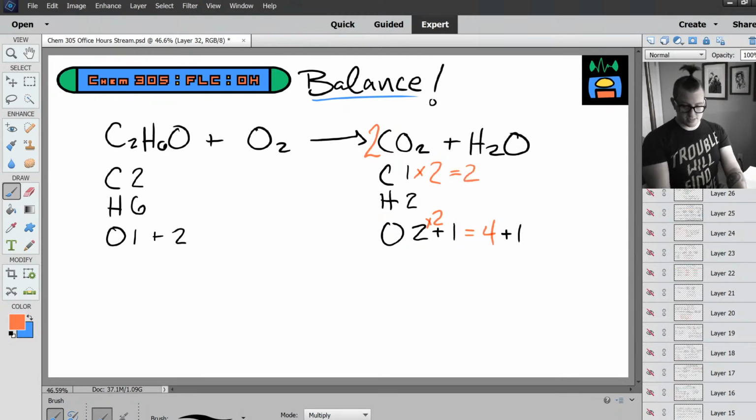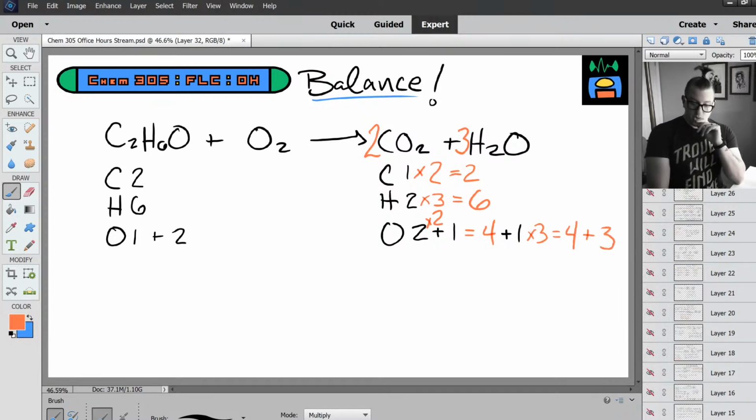So carbon's balanced. Now let's look at hydrogen. We need 6 on our product side. So let's multiply H2O by 3. This will balance hydrogen, and it won't balance oxygen, it just changes it. Alright, now, here's the trick. We just have oxygen. On our reactant side, we have 1 plus 2 oxygens. On our product side, we have 4 plus 3.